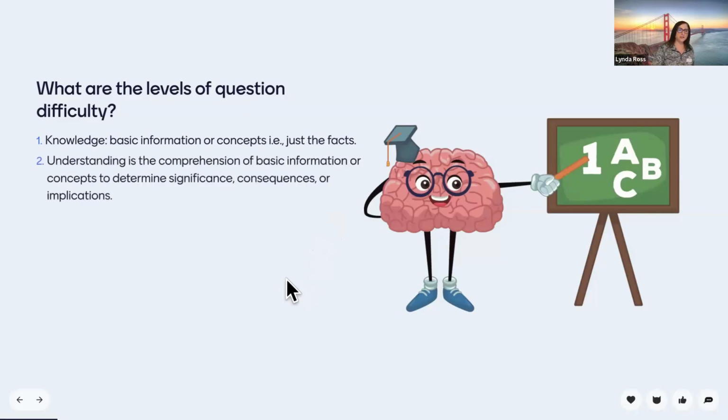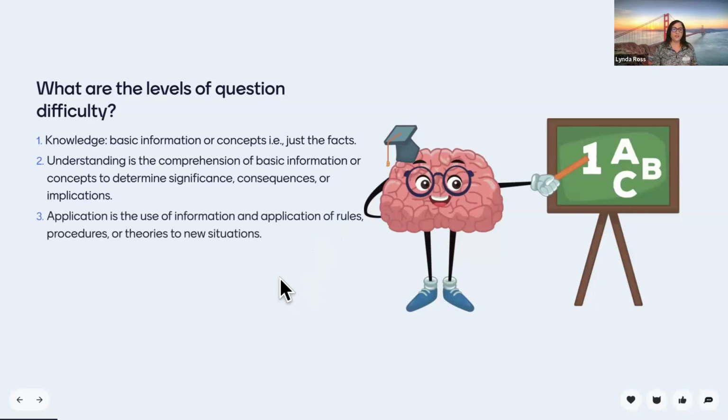Understanding, what is that? That takes it a little bit further, comprehending the basic information or concepts. And what does that mean? It's to be able to determine significance, consequences, or implications of this knowledge. Application is really, really key. And what is that? Using that information, using those rules, applying them to new situations. So theories, concepts, procedures, so on and so forth.